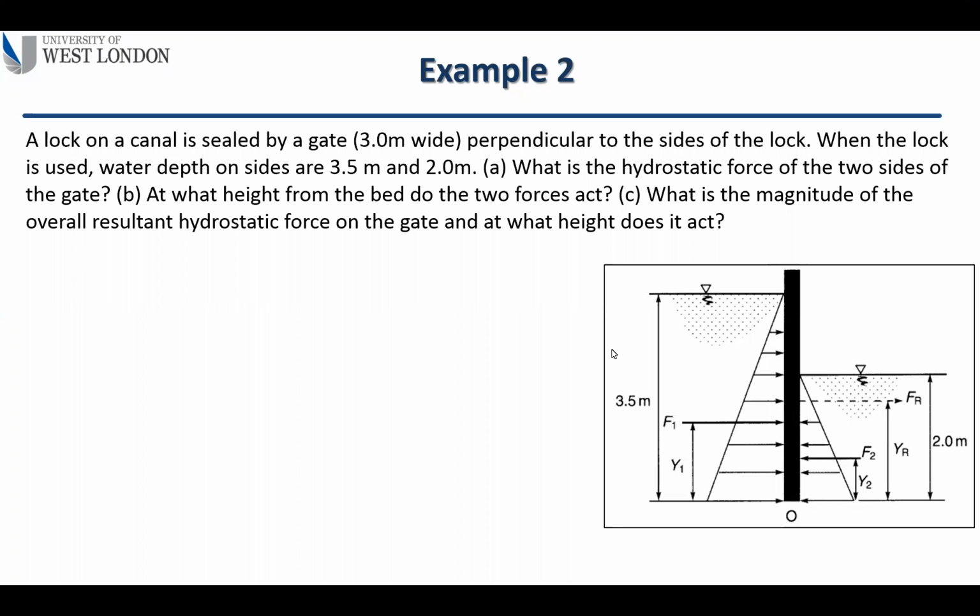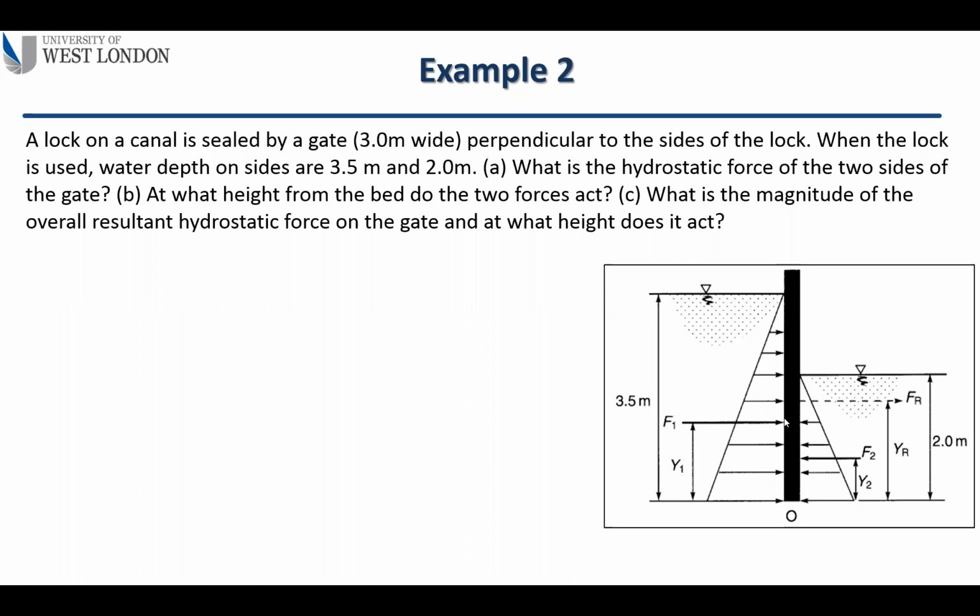the sides of the canal. For example, from the left to right. If you have different levels for whatever reason, for maintenance, for boating, shipping, everything, we need to have like a sealed lock. And so this lock on the canal is sealed by a gate.